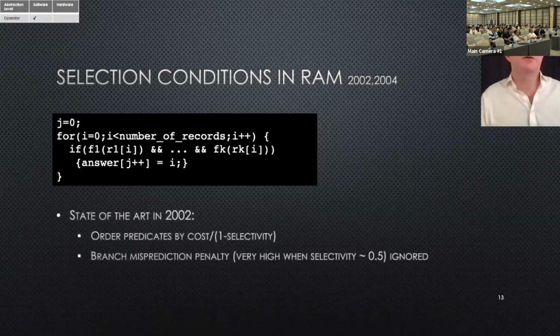And inside the for loop, we have an if statement that's checking functions f1 up through fk on columns r1 through rk of record number i. i is the loop variable here. So if condition f1 is true and condition f2 is true and so on up to fk, then we're going to add the index i to the answer set and increment j, which is the index into the answer array.